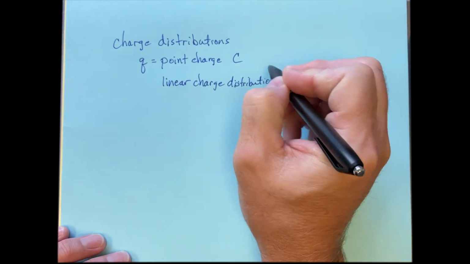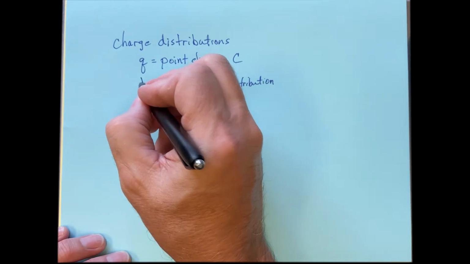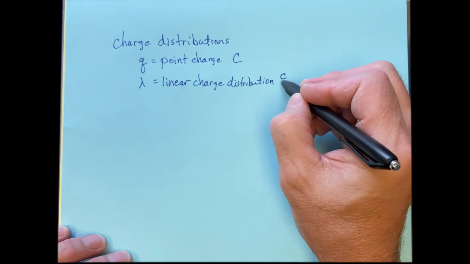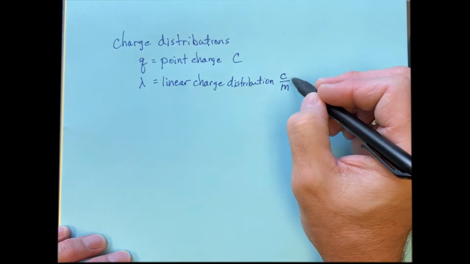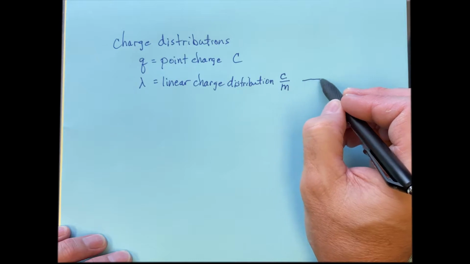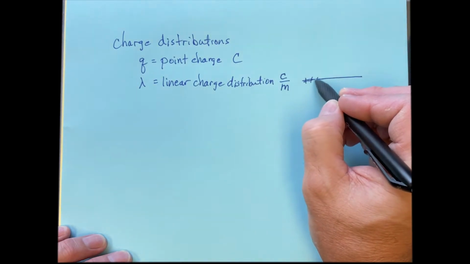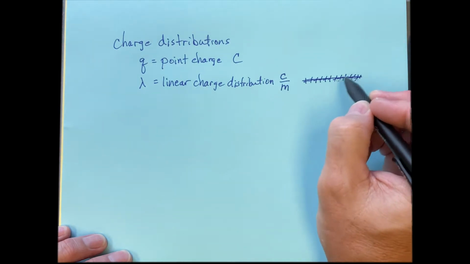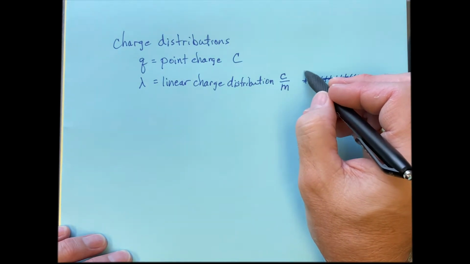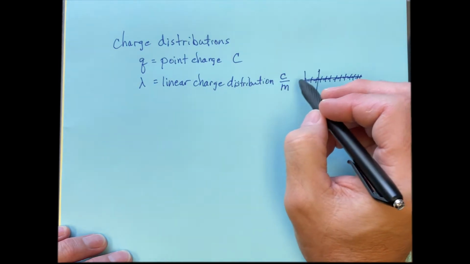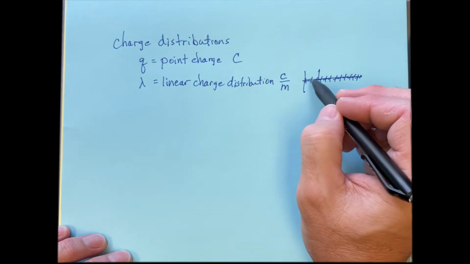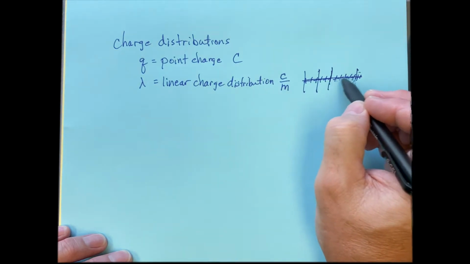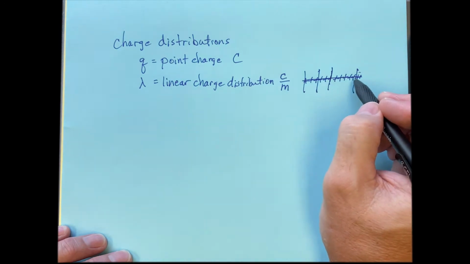Now, a linear charge distribution we will symbolize with the Greek letter lambda. It has so much charge per length, charge per meter. So imagine a line composed of positive charges like that. If you were to cut the line here, you would have a certain amount of charge per length. If I cut it somewhere else, at a different length, it still has the same amount of charge per length.